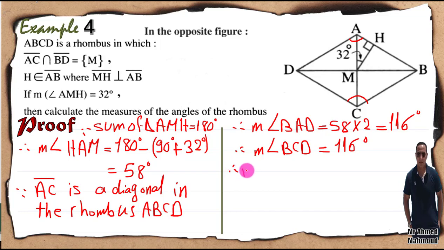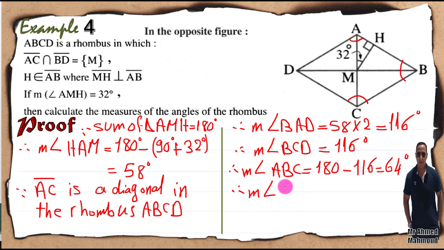Therefore the measure of angle ABC equals 180 minus 116, which equals 64 degrees. Angle B equals 64. Therefore the measure of angle ADC equals 64 degrees because they are opposite angles. Now let's study example 5.